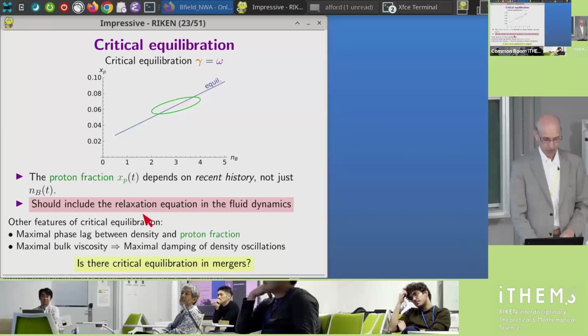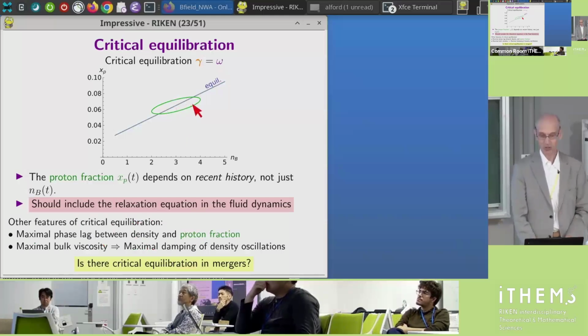Now, the rest of this talk is going to focus on other features of critical equilibration, which is phase lag between the density and the proton fraction, which is what you're seeing here. They're out of phase with each other, which is why you get a circle. This is a Lissajous figure. And how that's related to things like bulk viscosity and damping. This will back-react on the density oscillation and damp it. And we're going to explore that physics for the rest of this talk.